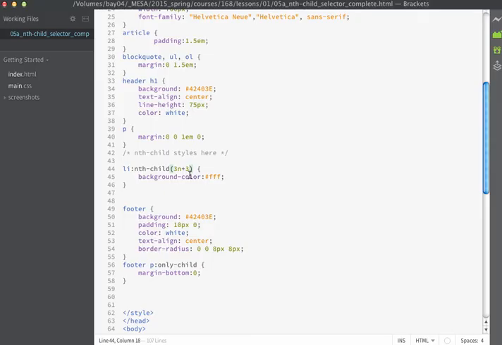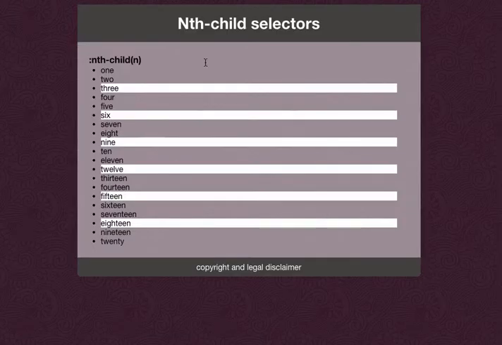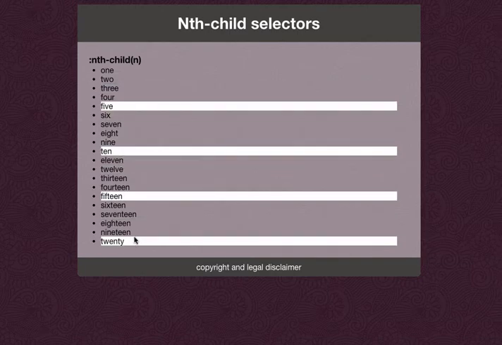So if you wanted to select every fifth item starting with the fifth one, I would change the second number to the number that I wanted to start with, and then I would just change the offset. So if I do 5n plus 5, it's now going to select every fifth item. So 5, 10, 15, and 20 are going to be selected.